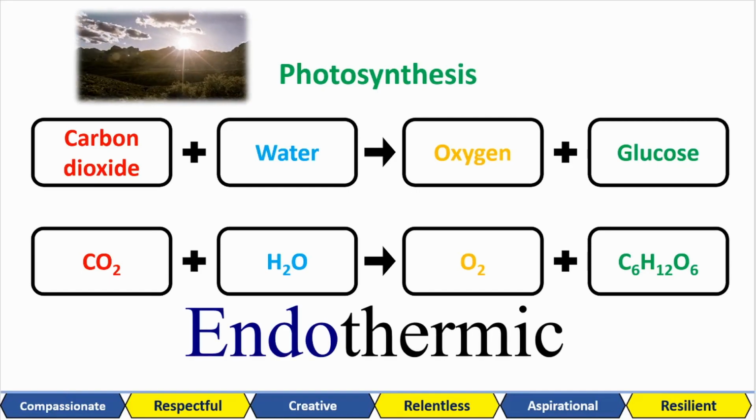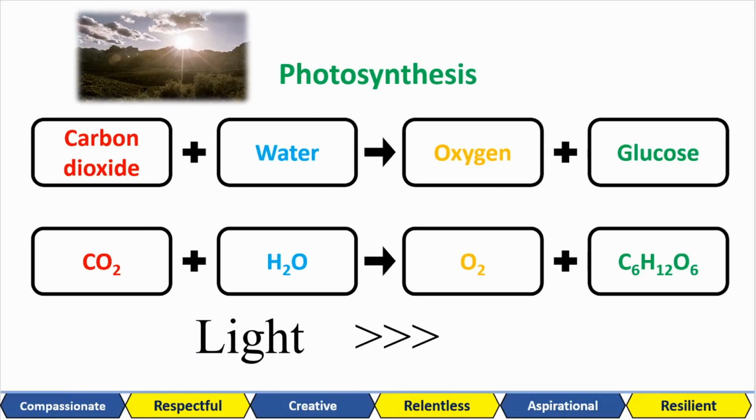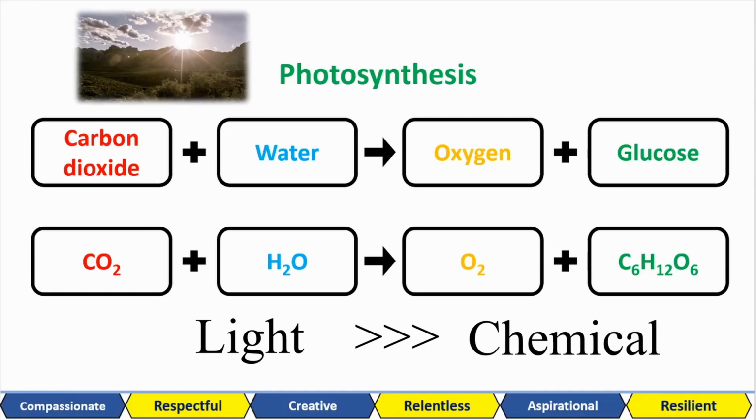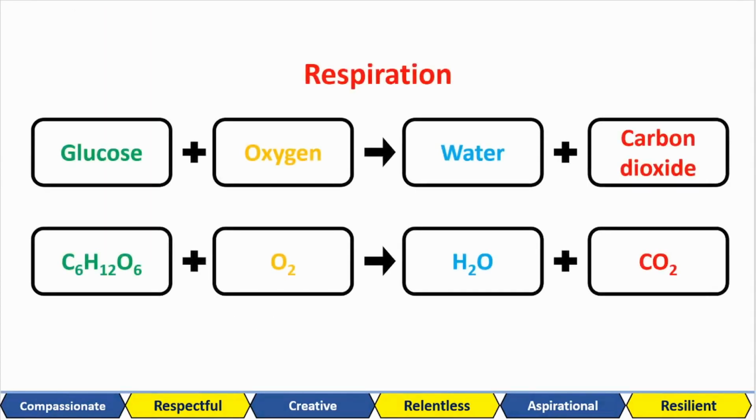If we look at photosynthesis in terms of energy, we are converting light energy from the sun into chemical energy stored in that glucose. One thing you should remember is that plants aren't just doing this to give us glucose, they use this glucose as well. And that glucose is used in the process of respiration.